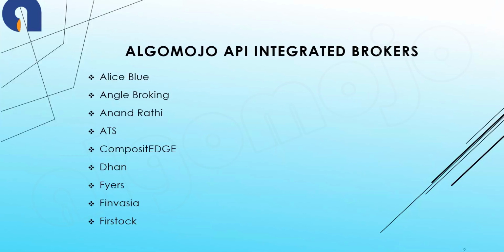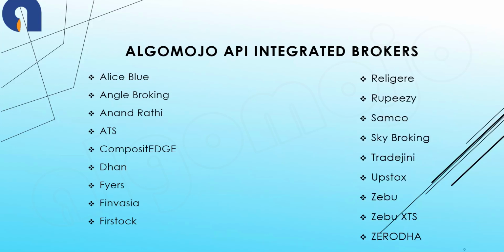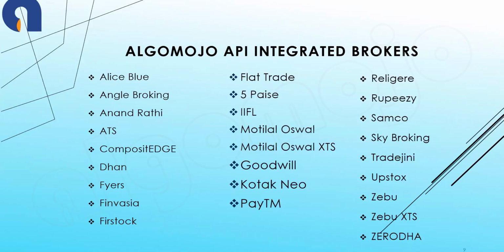We have integrated close to about 26 or 27 brokers. This is the list, available on our website for you to have a look at. And in case you have an account with any of these brokers, you can automate your trades.